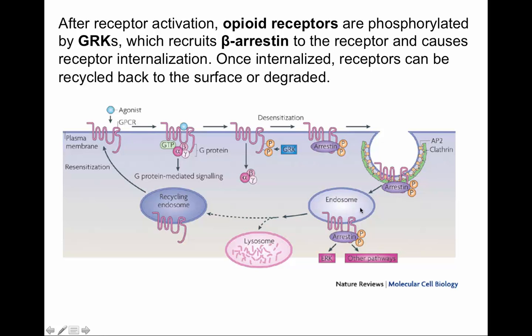At this point, the receptor can be degraded or recycled back to the surface. The fate of the receptor, either degradation or recycling, depends on the type of receptor, the ligand that binds to the receptor, and the interaction between intracellular signaling pathways.